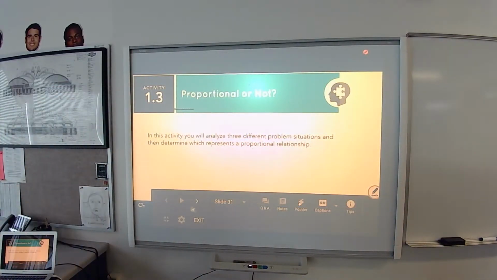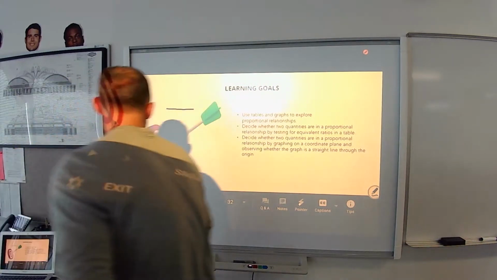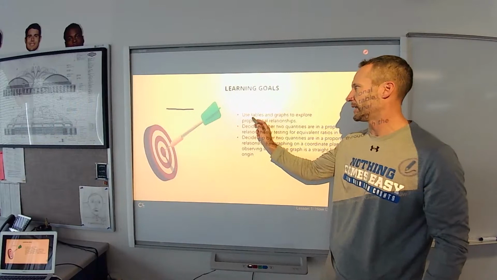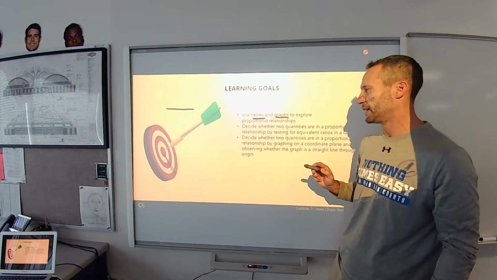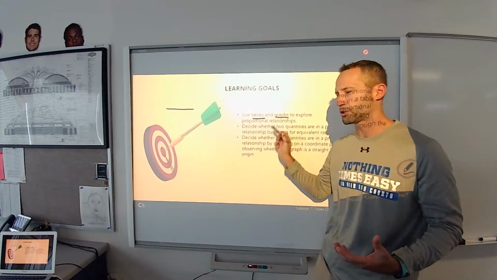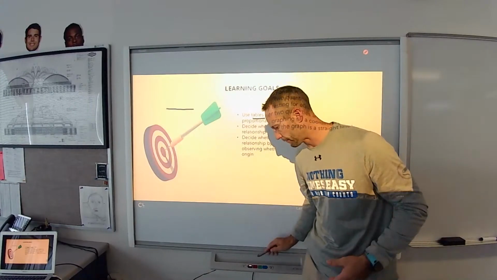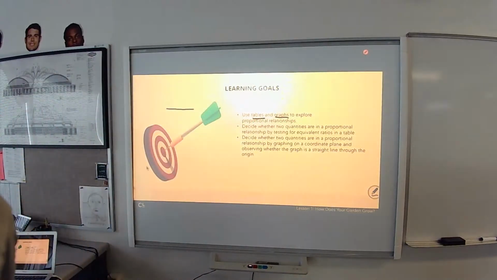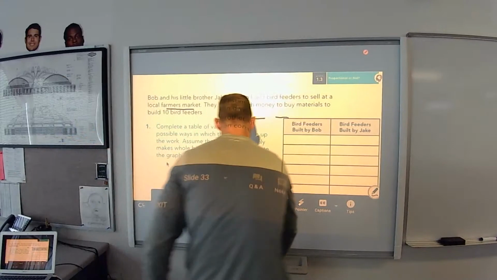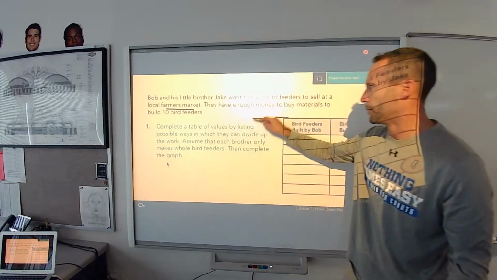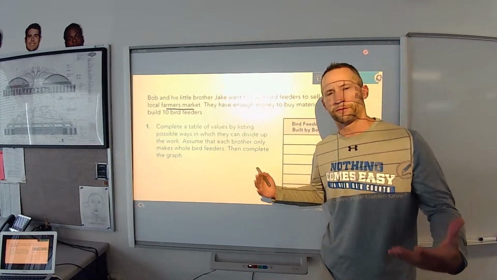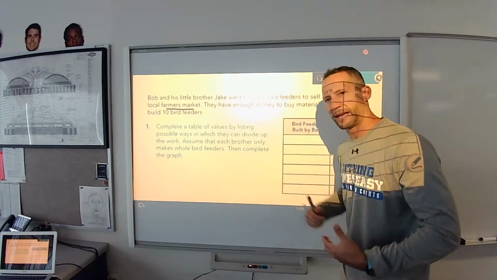We start off the week, as we do every class period, just looking at what our goal is. Our main goal this week, remember, is looking at those tables and graphs and understanding what it means to be proportional and what a proportional relationship looks like in a table and graph. So we quickly dove into our first scenario where we were looking at Bob and Jake, two guys who are building some bird feeders. They said they only had enough material for 10 bird feeders. So between the two of them, they had to build 10.